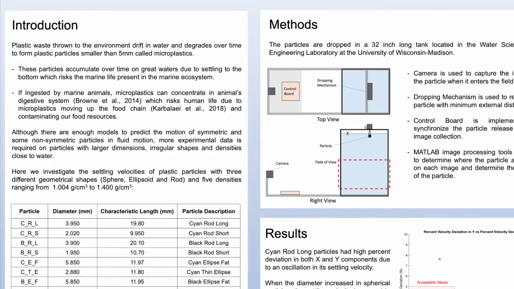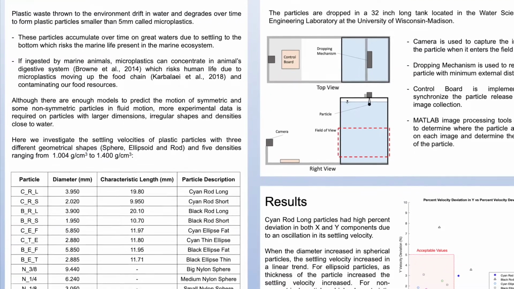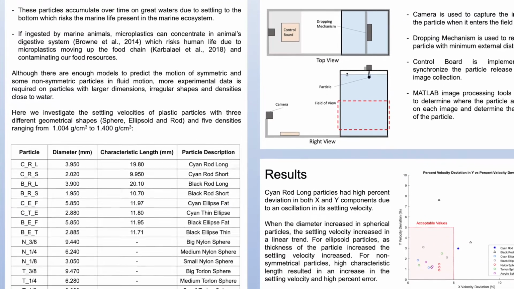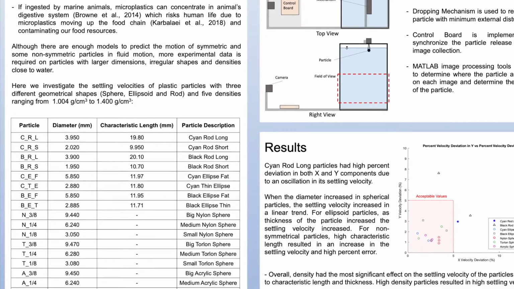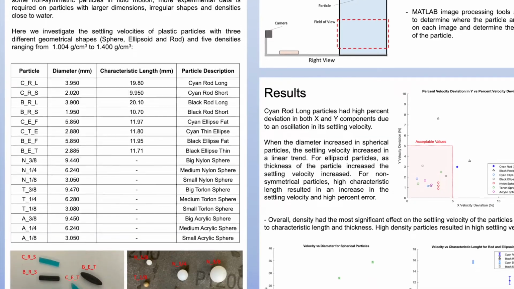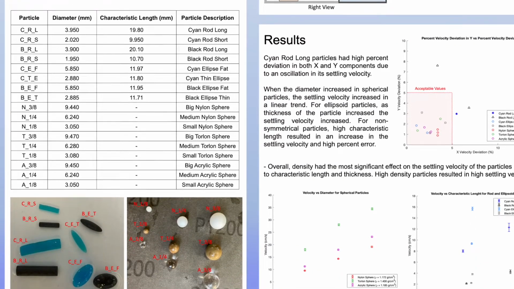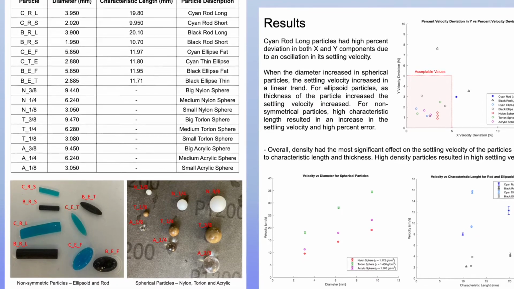In this study, we investigated 5 different densities and 17 different particles in total in order to observe the effect of diameter, the characteristic length, and also the thickness of the particle, specifically for ellipsoid.